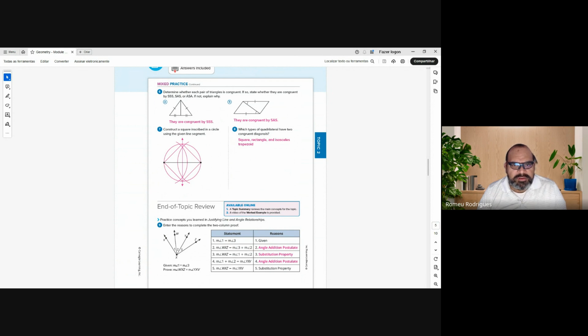7. Construct a square inscribed in a circle using the given line segment. No worries about that, guys. I'm not asking this one in the assessment. Number 8. Which types of quadrilaterals have two congruent diagonals? Square, rectangle, isosceles trapezoid. These are the shapes which we are working on more. Understand this point here. Great.